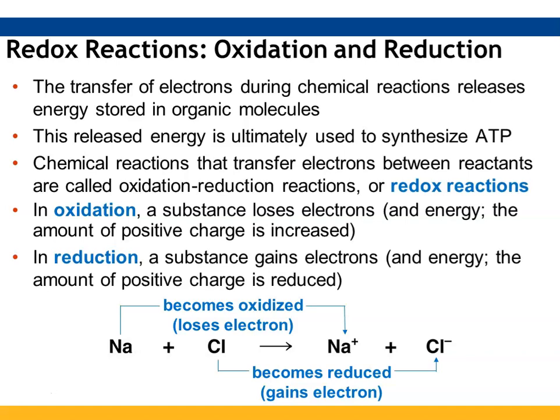In oxidation, you do have electrons being lost. You have the positive charge of the substance undergoing oxidation increasing, while in reduction, the exact opposite takes place. Electrons are being gained and the positive charge is being decreased. And so there's just a classic example between sodium and chlorine, why they make the ions they do. Sodium loses an electron, chlorine gains its electron.